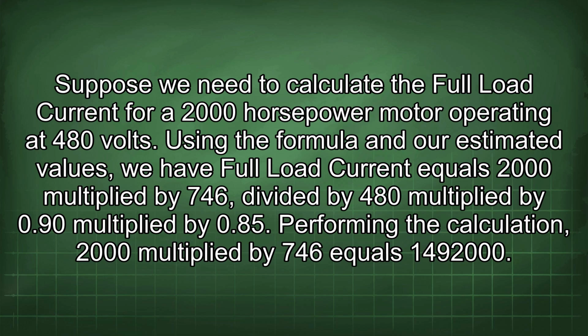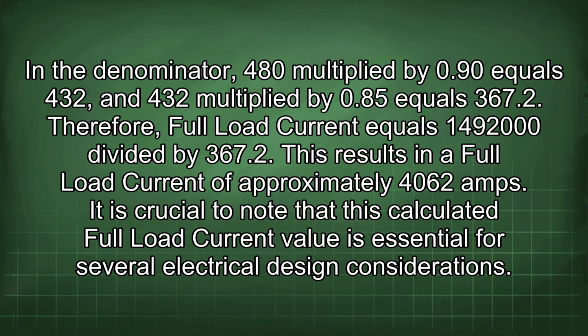Performing the calculation, 2000 multiplied by 746 equals 1,492,000. In the denominator, 480 multiplied by 0.90 equals 432. And 432 multiplied by 0.85 equals 367.2. Therefore, full load current equals 1,492,000 divided by 367.2. This results in a full load current of approximately 4,062 amps.